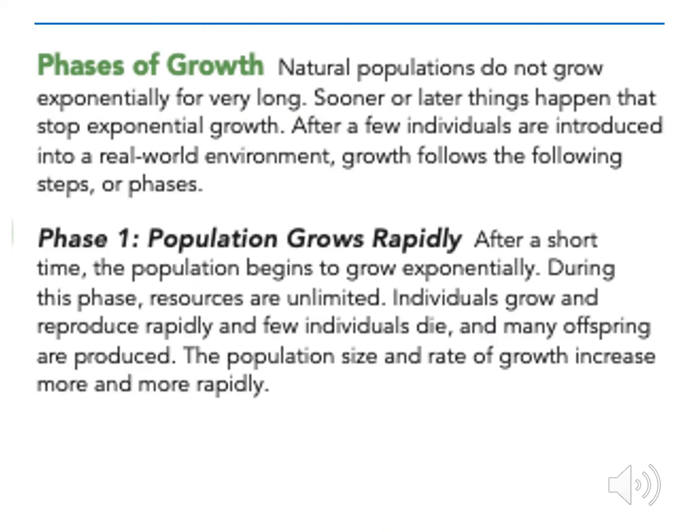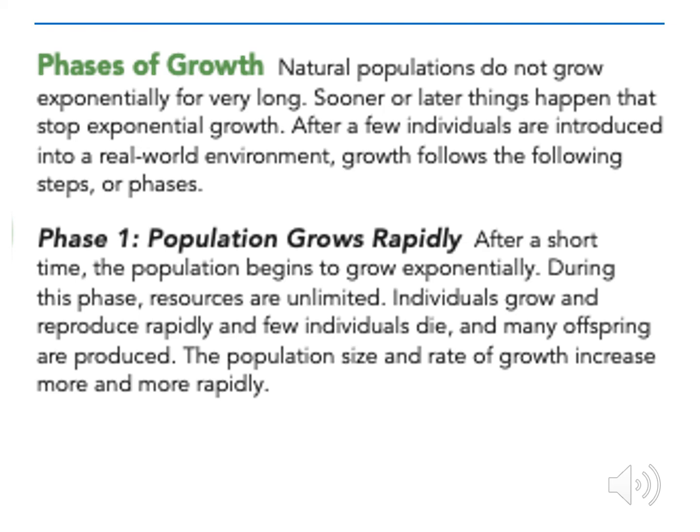Natural populations do not grow exponentially for very long. Sooner or later, things happen that stop exponential growth. After a few individuals are introduced into a real-world environment, growth follows the following phases. Phase 1, population grows rapidly. After a short time, the population begins to grow exponentially.